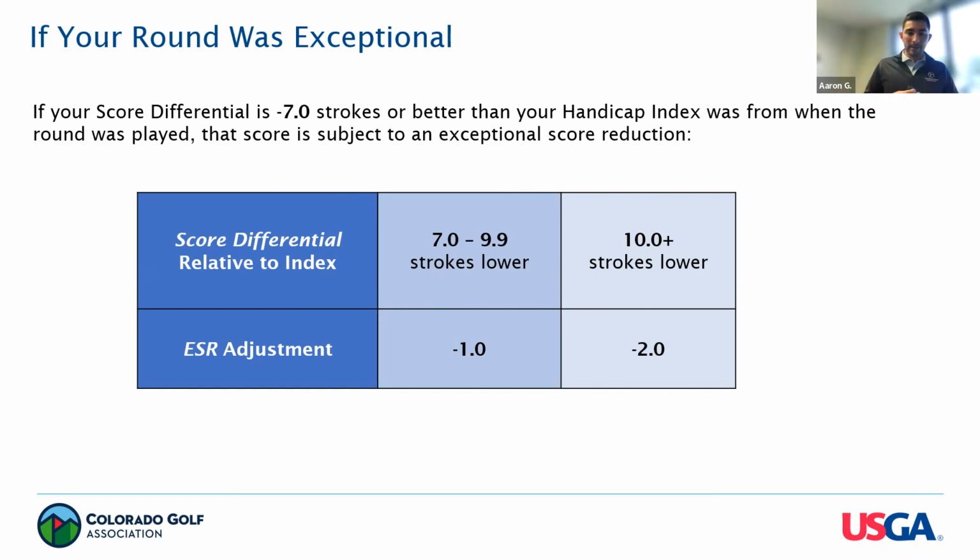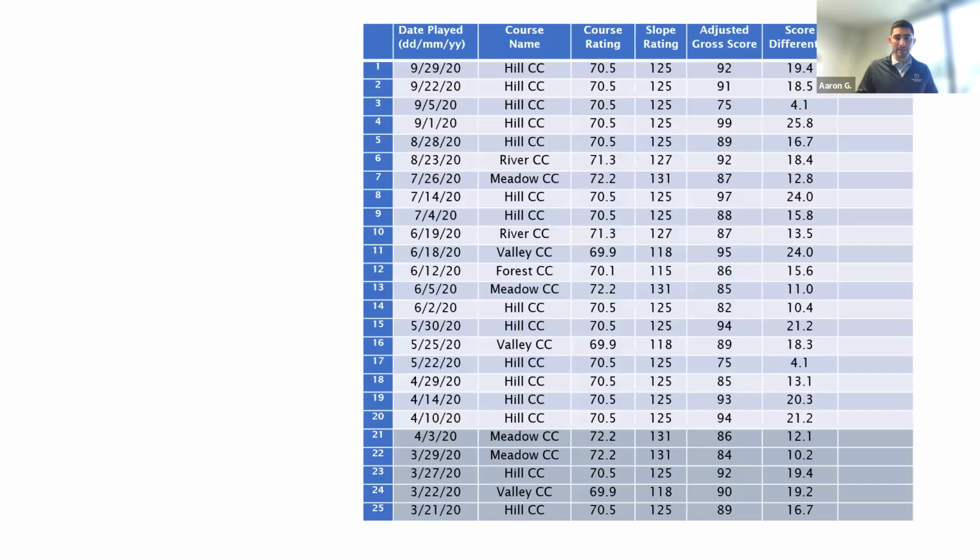Okay, now, if the score produces a score differential that is at least 10 strokes or lower than the handicap index at the time the score was posted, there will be an ESR adjustment of -2, again applied to not only that score, but the previous 19 scores as well. All right, I think that'll definitely affect the handicap index, don't you? Okay, let's take a look at what that looks like, shall we?